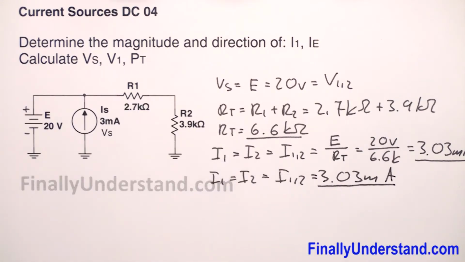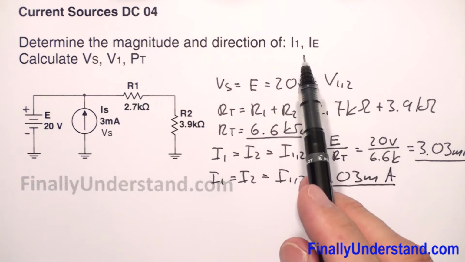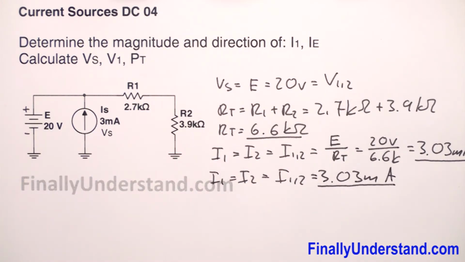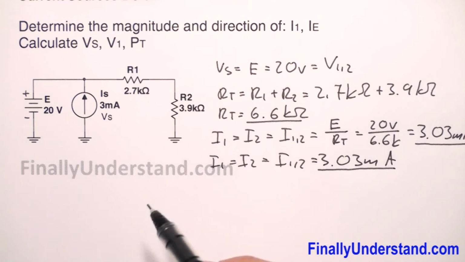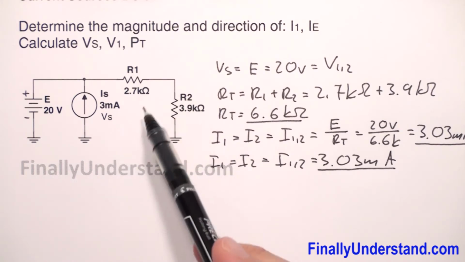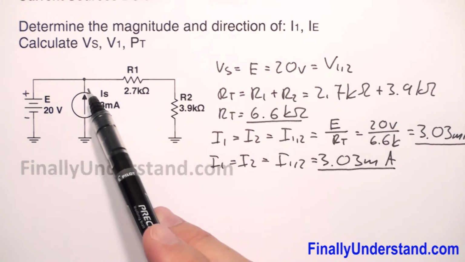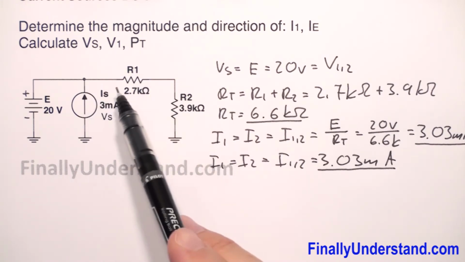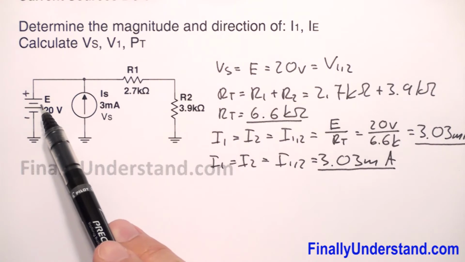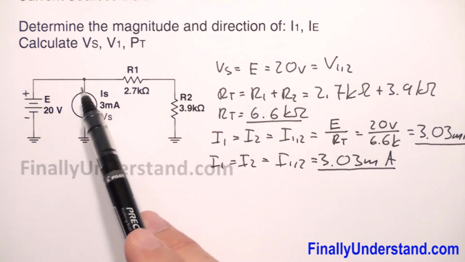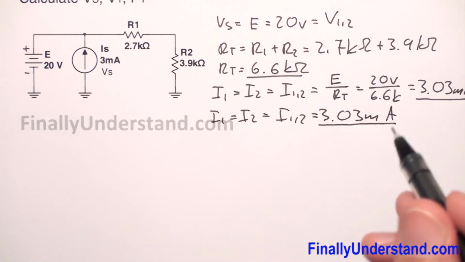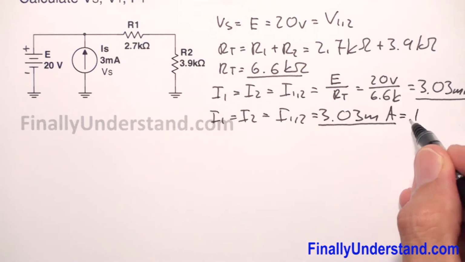Next, we're supposed to find the current which goes through the voltage source. We're supposed to find the current and the direction. So what we're supposed to do first? Please realize that I12 is kind of I total. If you subtract from I total this current, you are going to find the current which goes through the voltage source E. So I can say that my I1 is equal I2 is equal I12. This is also my I total.